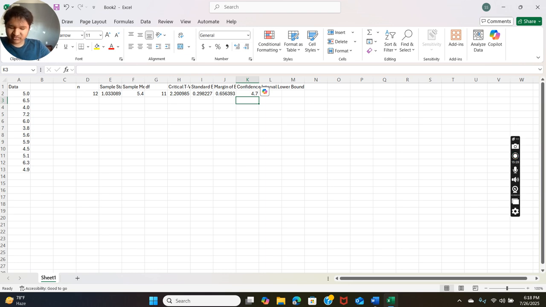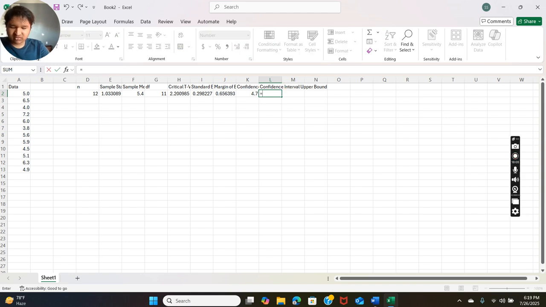Then we arrow over to column L and go up to L1. Here we type CONFIDENCE INTERVAL UPPER BOUND. Enter. And then press enter to go down to cell L2. Then in cell L2, we calculate the upper bound, which will be the same thing that we did in cell K2, but it will be plus instead of minus.